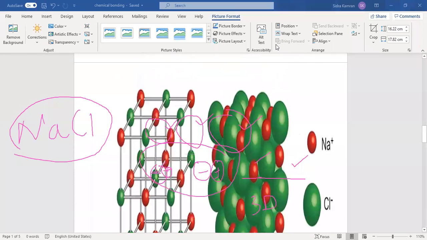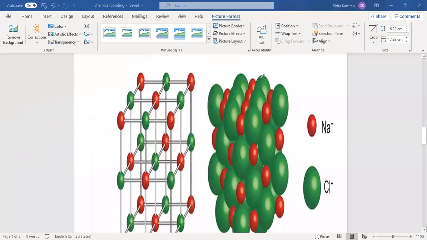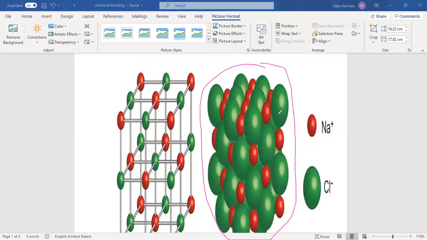This is the crystal lattice of sodium chloride. Here you can see the alternate atoms. Red color is for sodium and the green color is for chloride. So this is called a lattice.